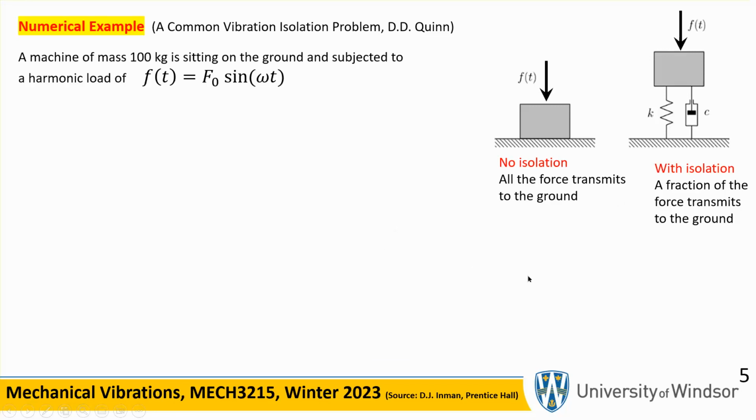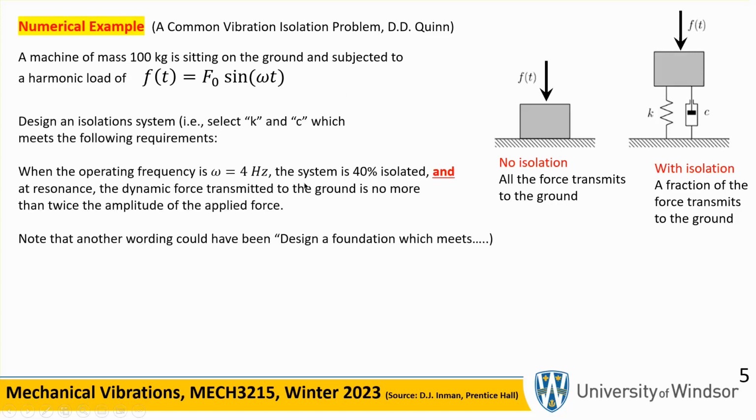So we're going to do an example here. The mass is 100 kilograms, and if it's sitting on the ground and a harmonic load is applied, the entire force is going to get transmitted. But we mount it on an isolation system, a mass and spring and damper. The idea is to design this, in other words, come up with a K and a C, which meets two requirements.